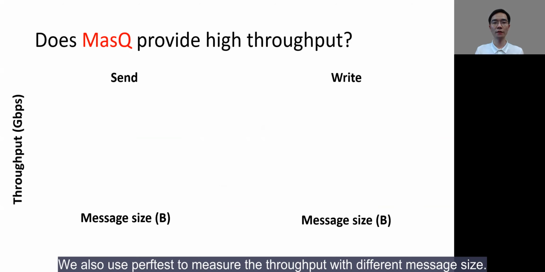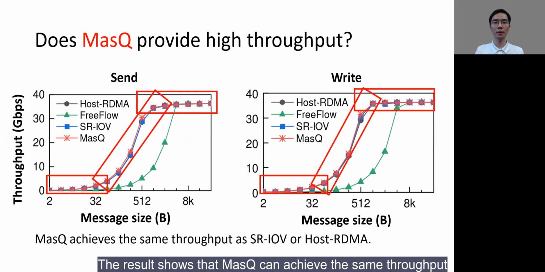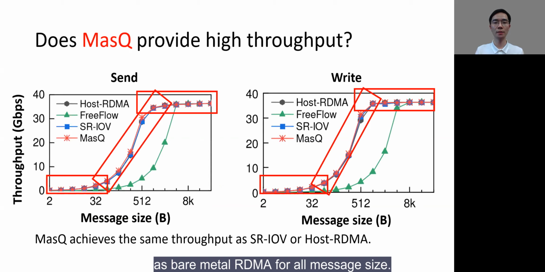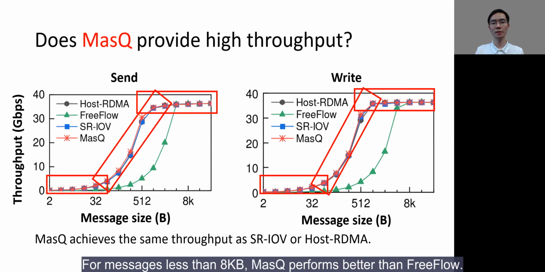We also use perftest to measure the throughput with different message sizes. The result shows that MasQ can achieve the same throughput as bare metal RDMA for all message sizes. For messages less than 8 kilobytes, MasQ performs better than FreeFlow.